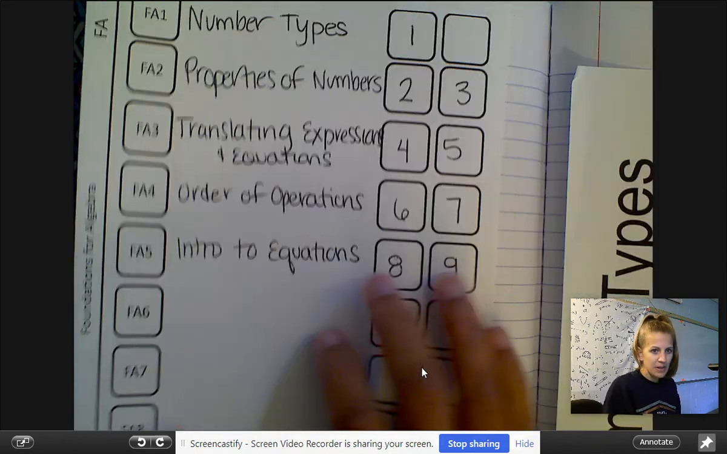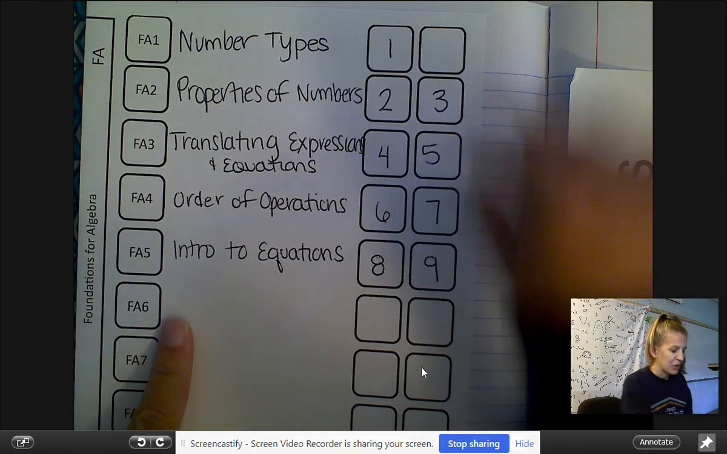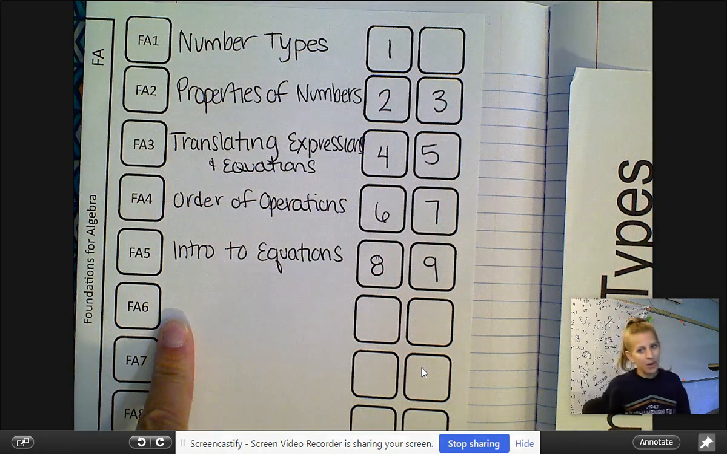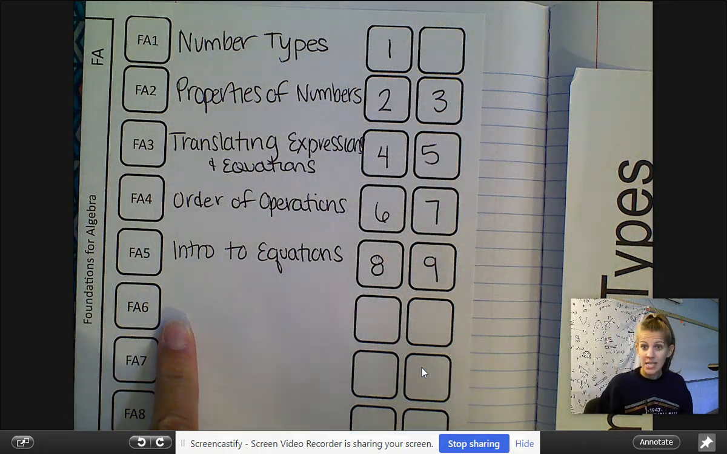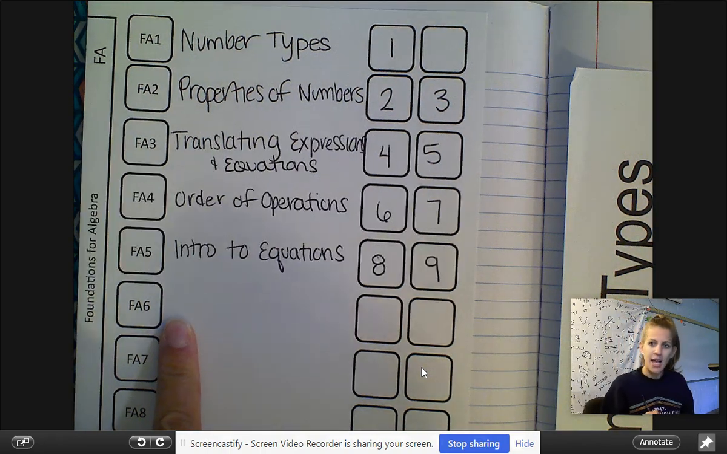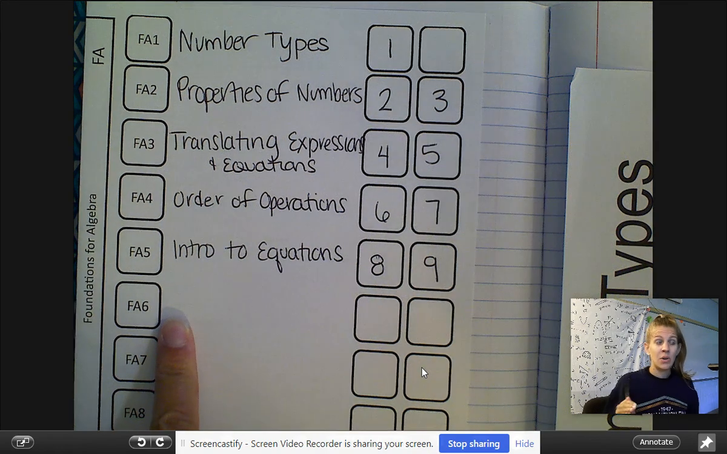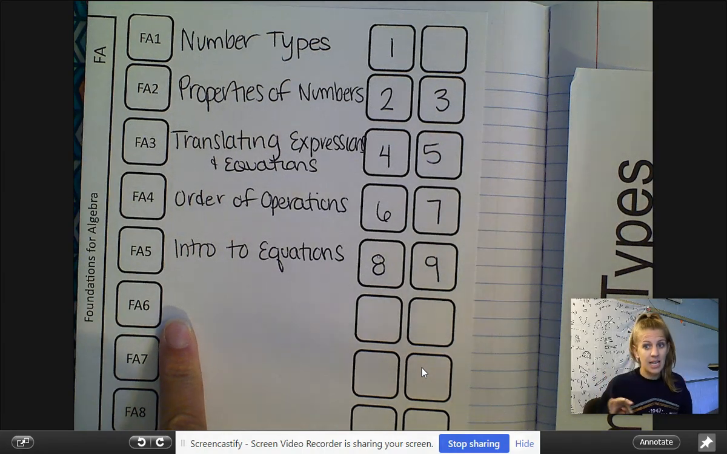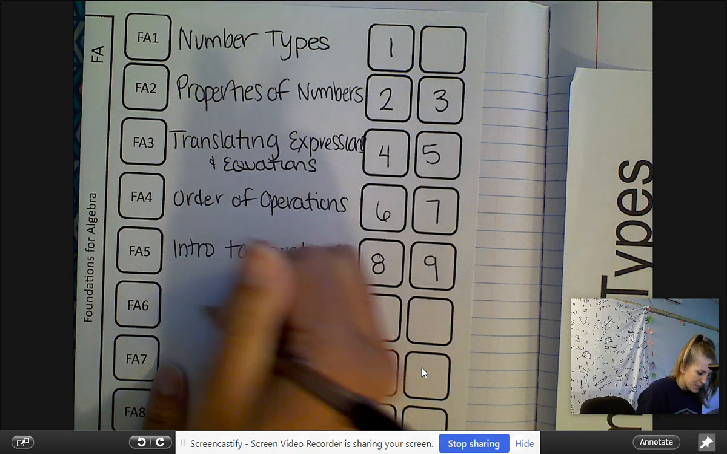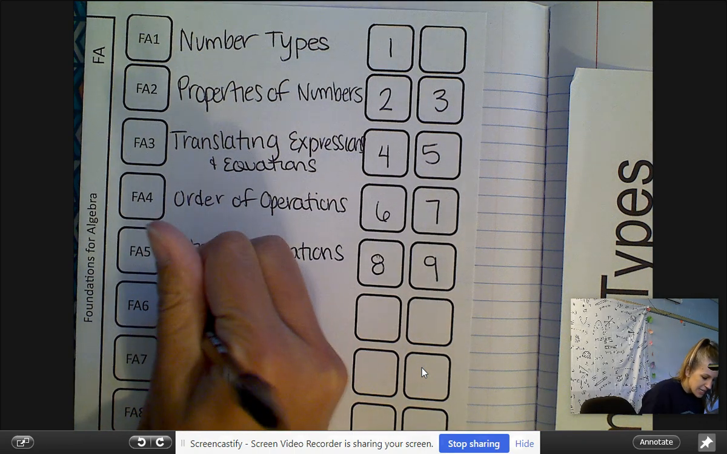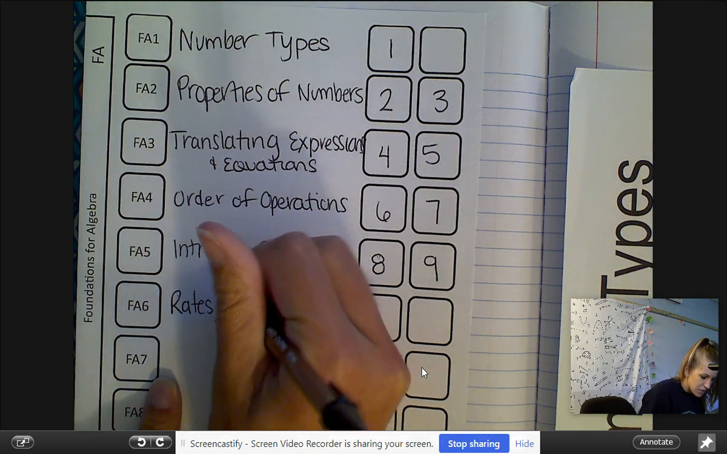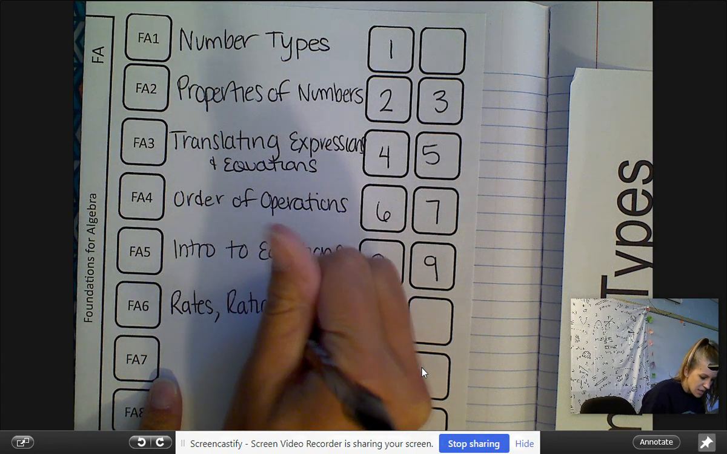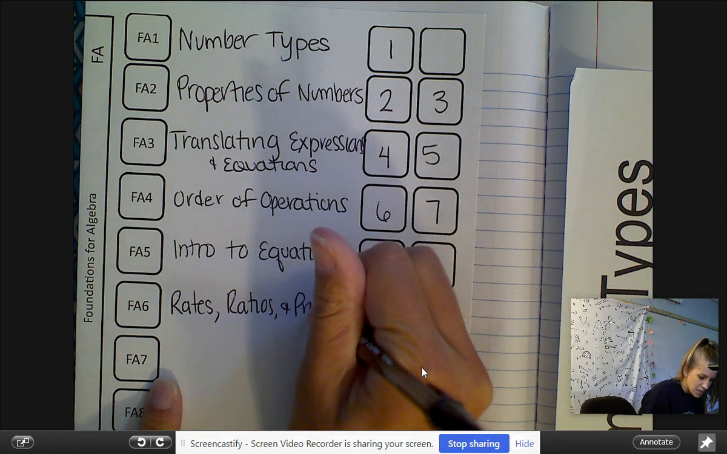Let's open up our table of contents, and we're going to add today and talk about rates, ratios, and proportions. So diving a little bit into some baby equations today and looking at how we solve some things and how we change some things, and it'll be good fun. So we're going to call this rates, ratios, and proportions.